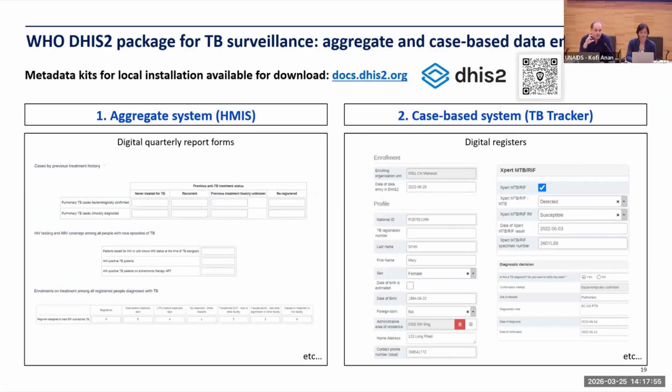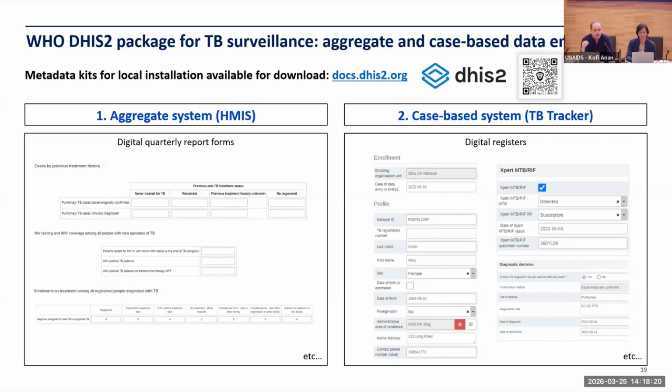This is a quick snapshot of the difference between the aggregate system and case-based system. It might seem obvious. The only difference here is the type of data that are being entered. So for the aggregate system, you're still relying on the paper registers, and you'll still have to manually aggregate the data, but then you'll enter them into the digital quarterly report form in DHIS2.